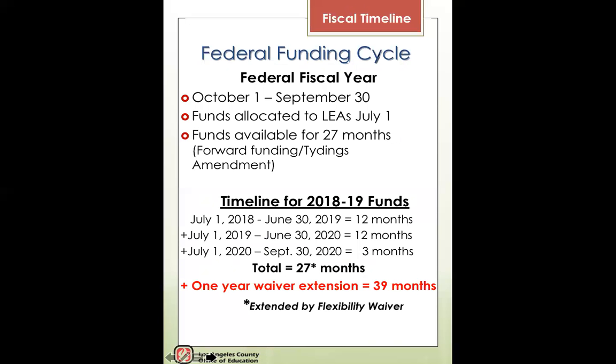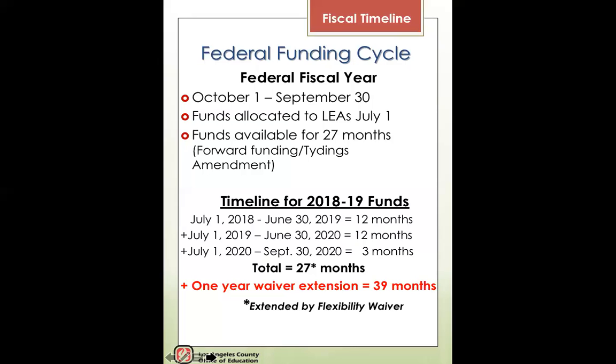Federal funds are available to LEAs for 27 months. Essentially, they are obligated, and Congress is supposed to have them out in October. They arrive at the district on July 1. I know we don't always have those numbers, but officially you can start spending the funds July 1, and they're available for 27 months. That means you have them from July 1 to July 1, that's 12 months. And then you have them for another year because of something called the Tydings Amendment.